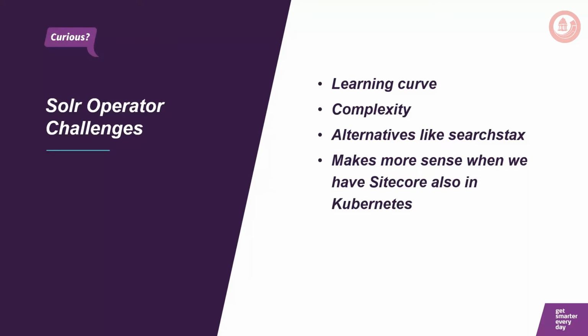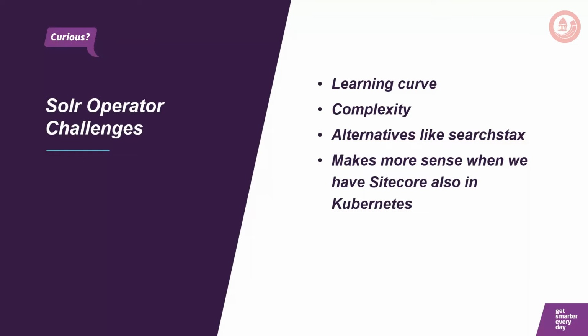Those are one of the alternatives, and the other one is obviously the managed cloud, like Search Stax, for example. If you have a very big website, or if you can bear that cost, then Search Stax might be the better option. Then you don't have to worry about Solr operator or Solr Cloud or anything. They are taking care of it for you.